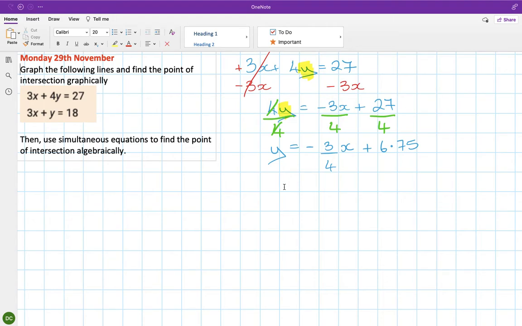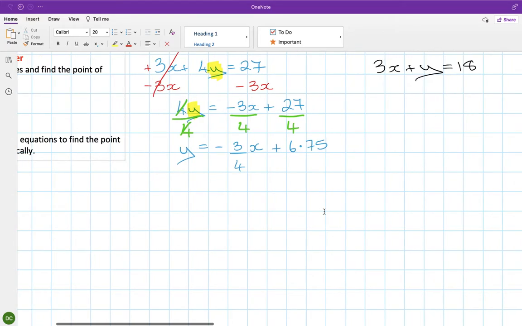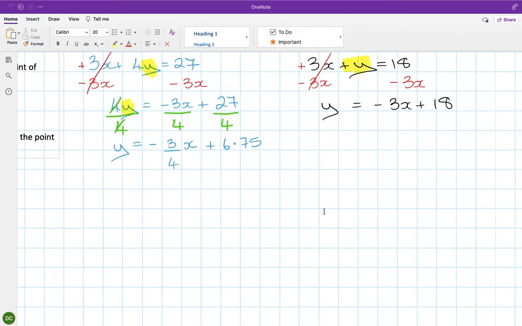So 3x plus y equals 18. Same thing, I'm trying to isolate the y. Again, we have a plus 3x, so minus 3x will eliminate that, and then we minus 3x on the far side. Tidy up gives us y equals minus 3x plus 18. And that's it. The y doesn't have a number in front of it, so it's already isolated. Okay, that went all right.